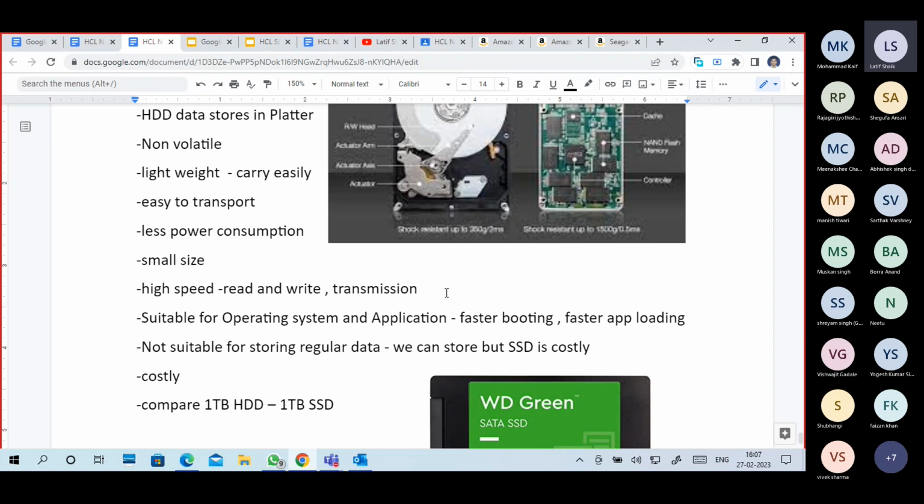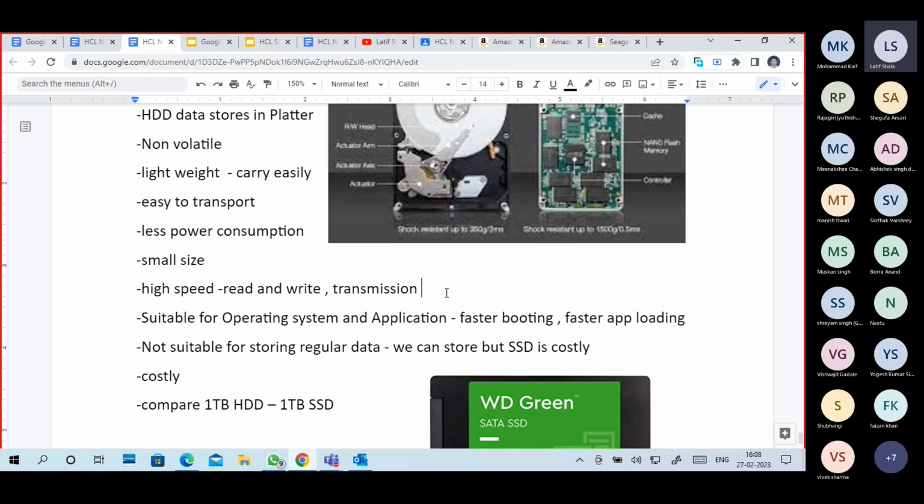For example, if you are using heavy applications like gaming applications, or SolidWorks, or CATIA, ProE, MATLAB, you will feel a big difference between a normal hard disk and an SSD. It is faster than a normal SATA hard disk. But it is not suitable for storing regular data.